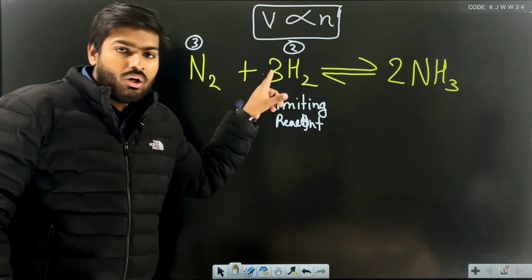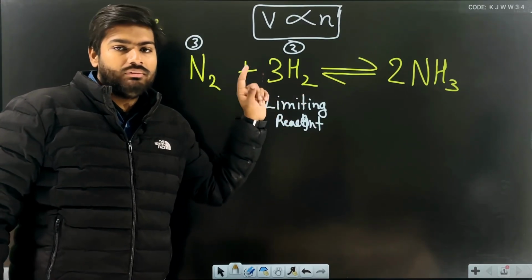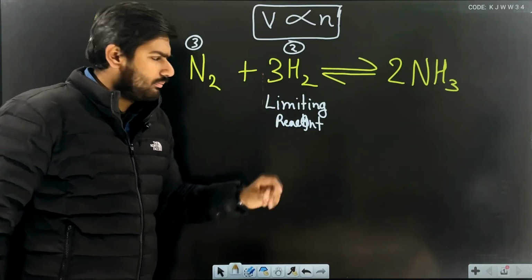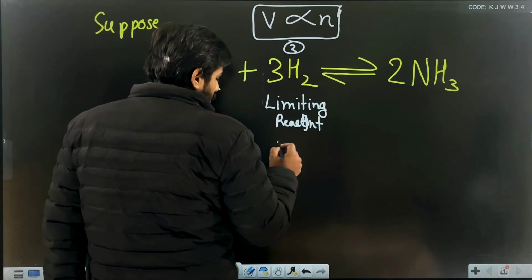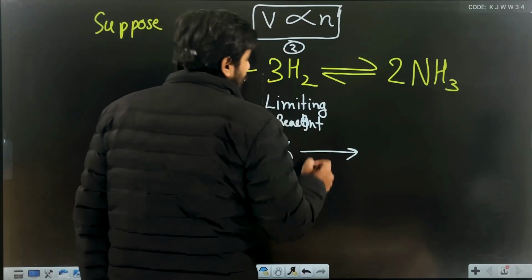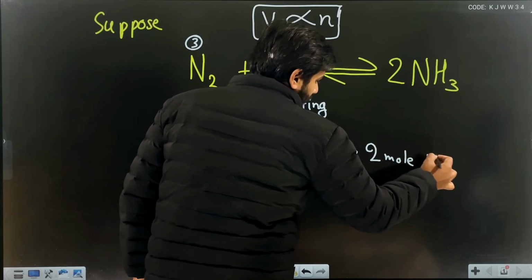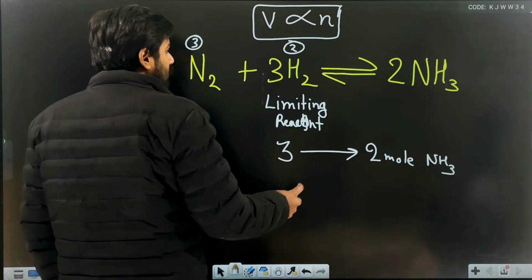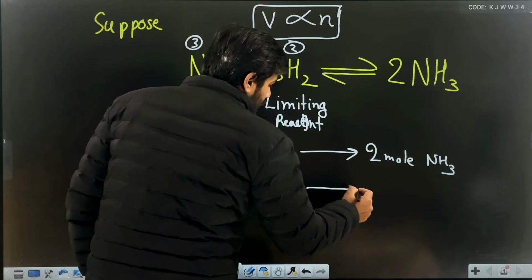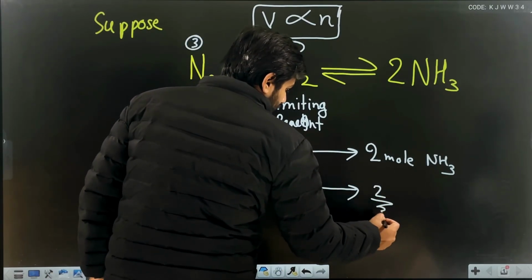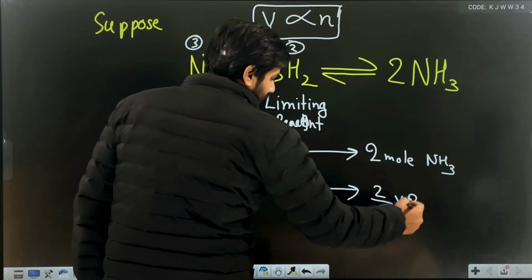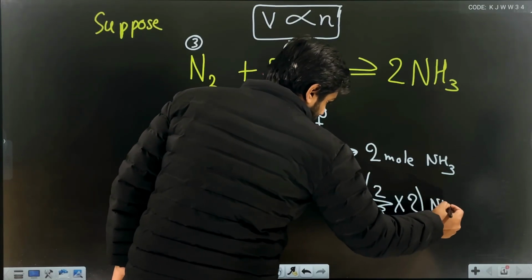So how many moles do you have of the limiting reagent? 2 moles. From the stoichiometry, 3 moles of hydrogen will make 2 moles of NH3, ammonia. So if you have only 2 moles, it will form 2 over 3 multiplied by 2 moles of ammonia.